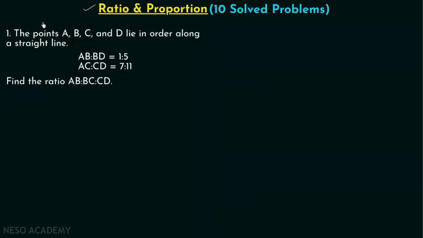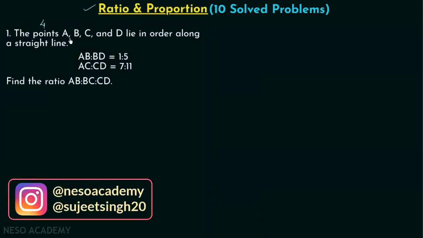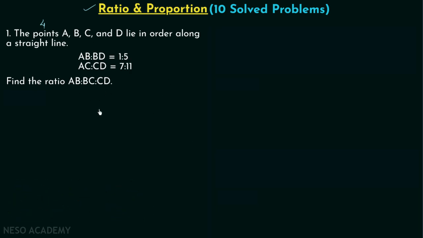In this problem, we have 4 points A, B, C and D, and these 4 points lie in order along a straight line. It is also given that AB ratio BD is equal to 1:5 and AC ratio CD is equal to 7:11. We need to find the ratio AB ratio BC ratio CD. Before I explain the solution of this problem, I want you to pause this video and try to find out the ratio on your own.